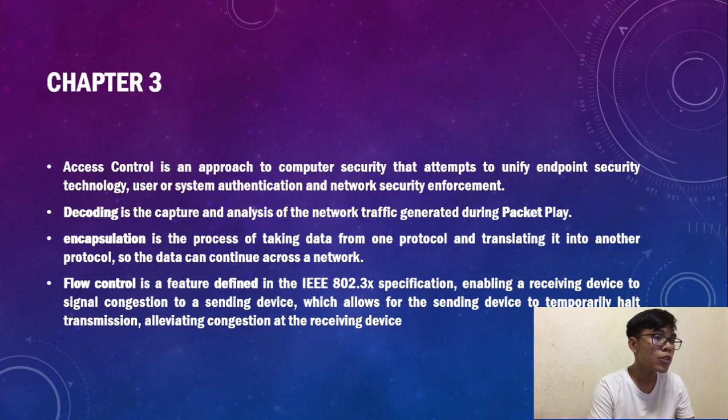Flow control is a feature defined by the IEEE 802.3x specification, enabling a receiving device to signal congestion to a sending device, which allows the sending device to temporarily halt transmission, alleviating congestion in the receiving device. So based on the definitions, the answer to the question is encapsulation, because it is a process of taking data from one protocol and translating it to another protocol.